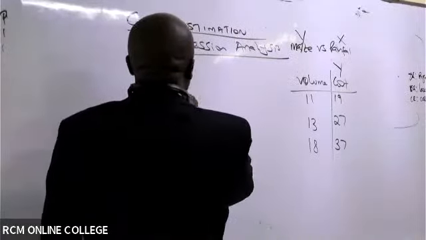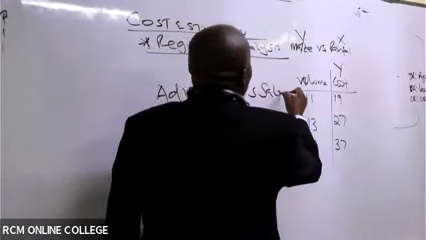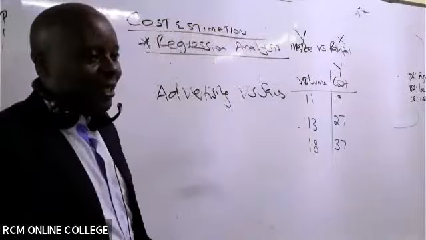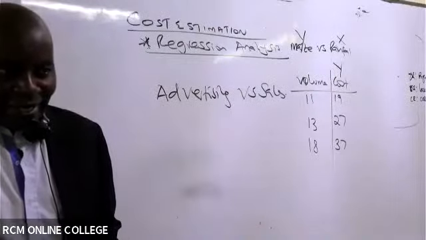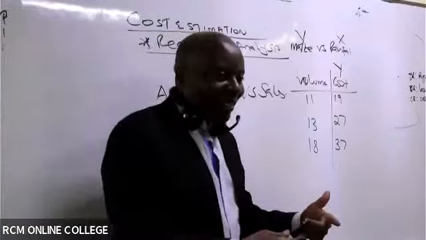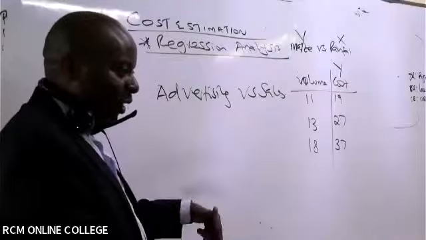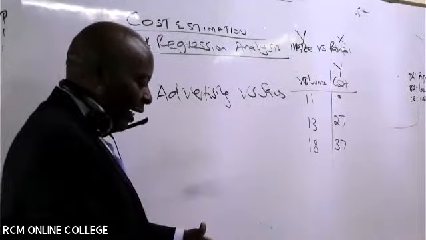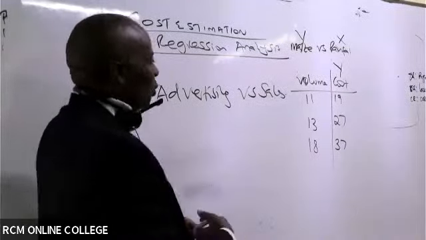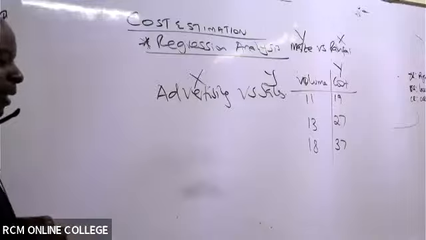So we have here advertising versus sales. Without thinking or winking your eyes, tell me which one is the Y. Sales depends on advertising. The more we advertise, the more the sales. If we advertise, sales responds positively. So you are right. So we have here Y. The other one automatically takes X. Is that okay? Very good.